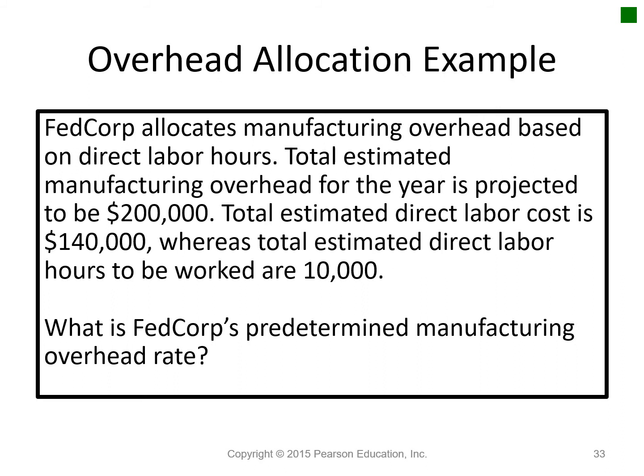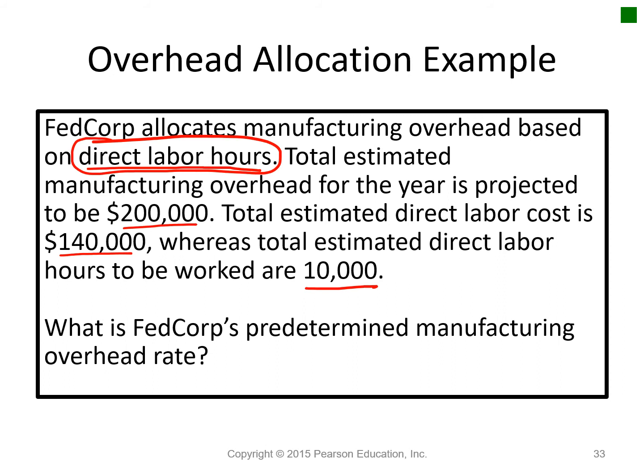Okay, so if you look at this particular example, it says Fed Corp allocates manufacturing overhead based on direct labor hours. Total estimated overhead for the year is projected to be $200,000, whereas the total estimated direct labor cost is $140,000, whereas total estimated direct labor hours to be worked is 10,000. So right away, you got to be careful with these problems. They will tell you exactly how overhead is allocated. In this problem, it's based on direct labor hours, not direct labor cost. So even though they threw in this $140,000, we're not going to need it, because that's not how they allocate the overhead. So in this case, that's kind of like a distractor.